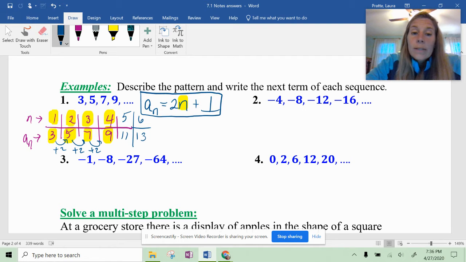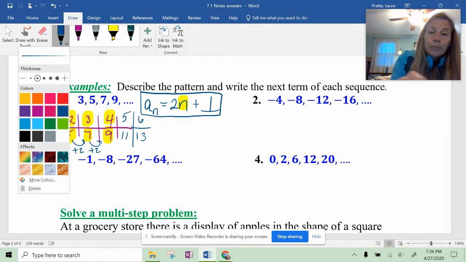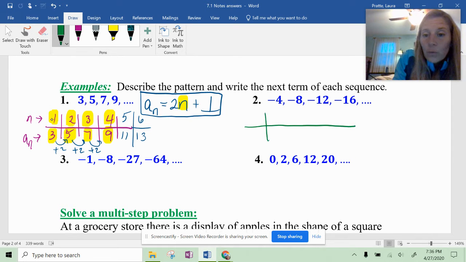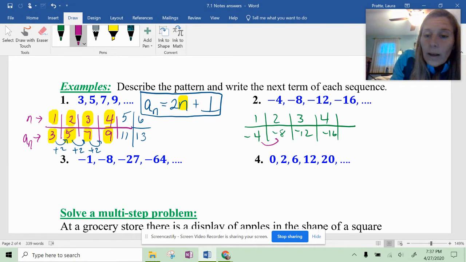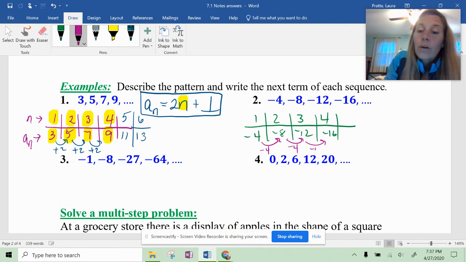Okay, so now let's take a look at number 2. So again, number 2, they're giving us 4 outputs here. So we have -4, -8, -12, and -16. And how do I get from each of those numbers? -4 minus 4 is negative 8. Negative 8 minus 4 is negative 12. Negative 12 minus 4 is negative 16.